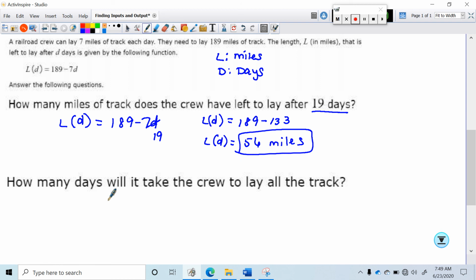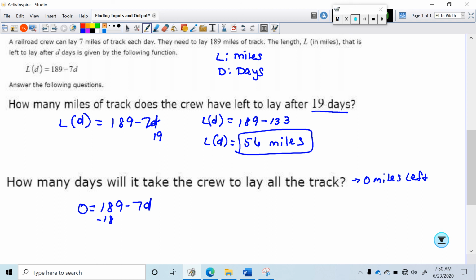Now the next one, how many days will it take to lay all the track? Well, if you've laid all the track, that means you have 0 miles left to lay. So the L of D is going to be 0. So 0 equals 189 minus 7D.